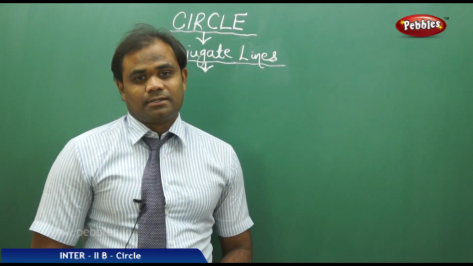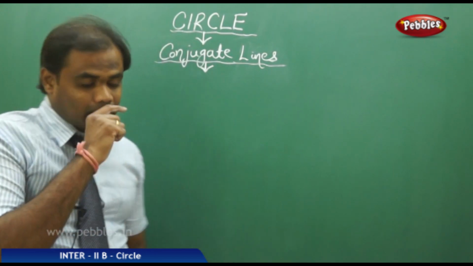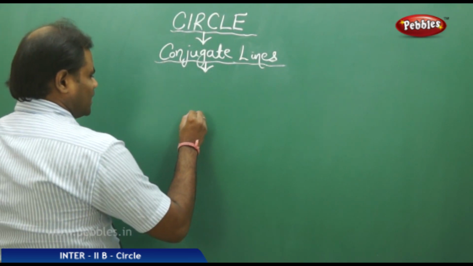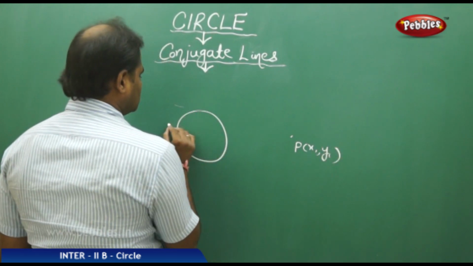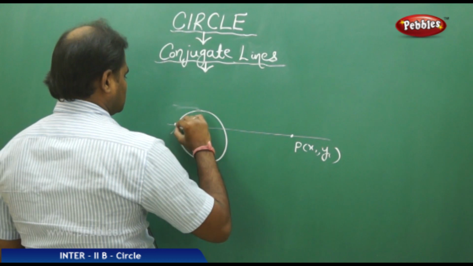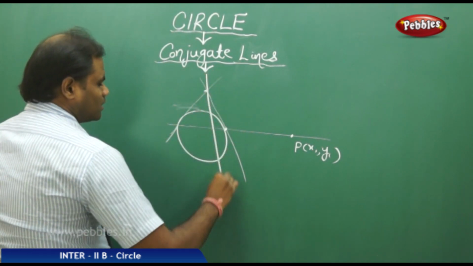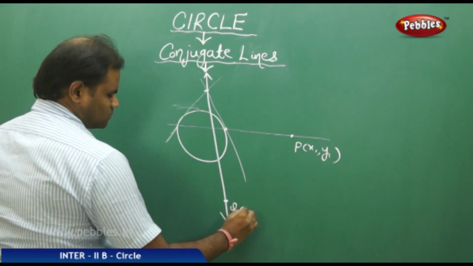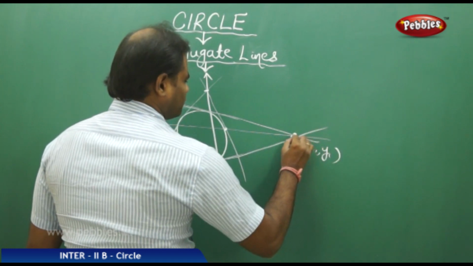Now next comes conjugate lines. Now that we have discussed and defined conjugate points, in similar fashion we define the conjugate lines. So let's recap with the conjugate points in order to understand the conjugate lines connected with them. Say I have a circle and I have a point P, x1, y1, through which I draw the pair of tangents which gives me the polar of P. Now say there is a point Q, x2, y2 through which I draw the pair of tangents out here.